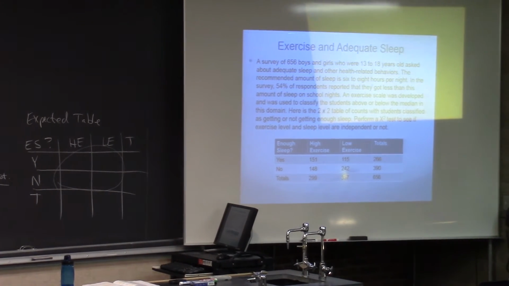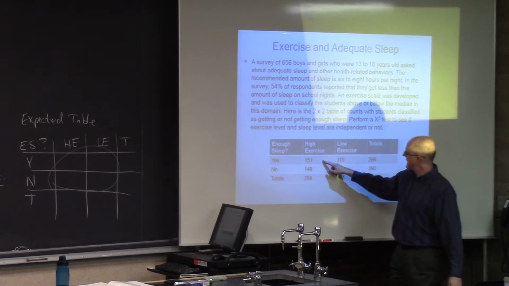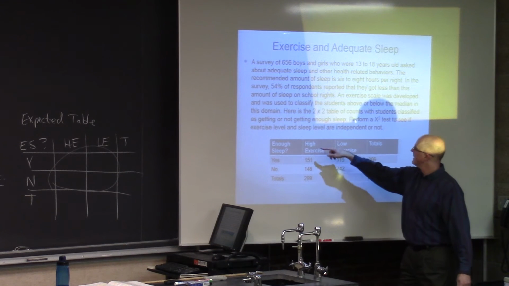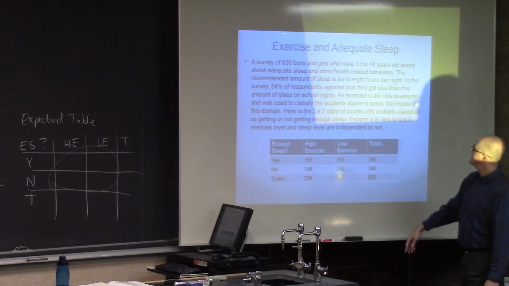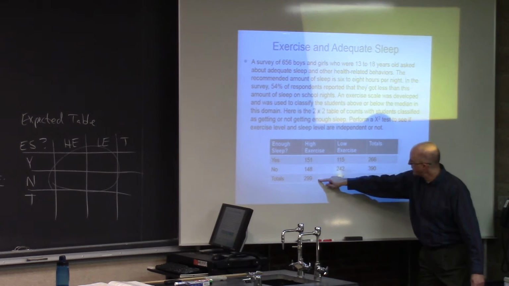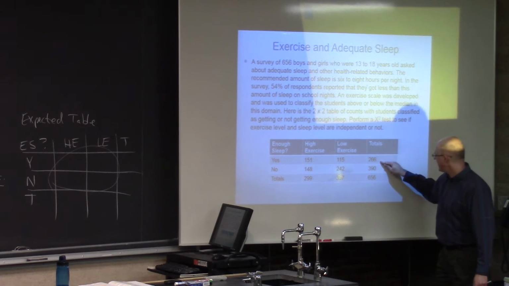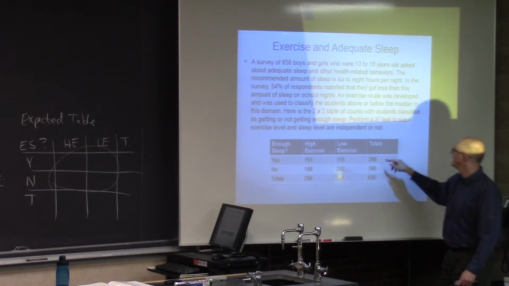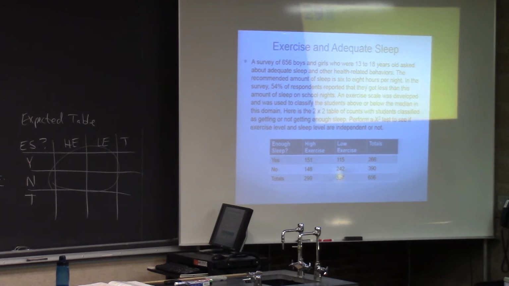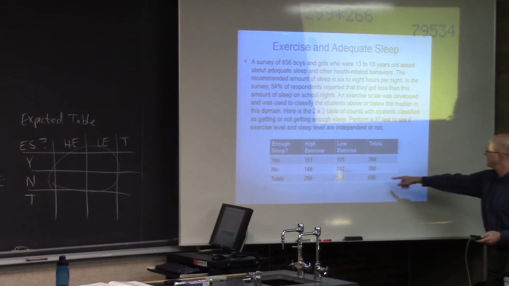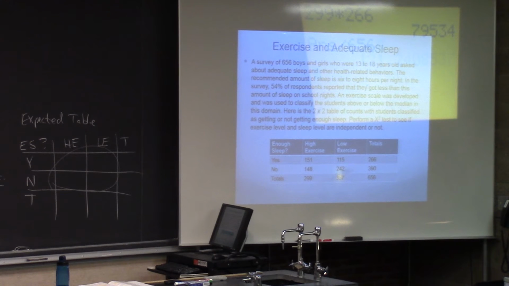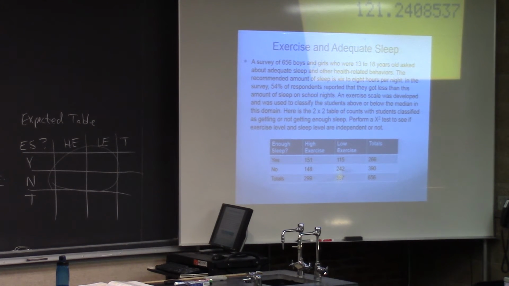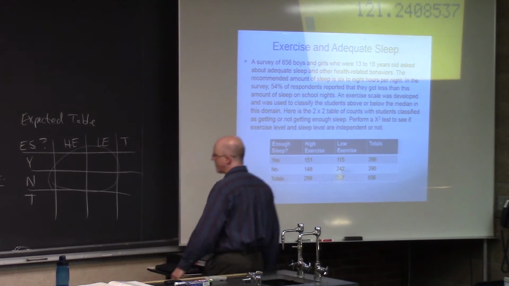Okay, so for example, for the people in the high exercise category who say they get enough sleep, first row, first column, take the row total for that row, and the column total for that column, multiply them, 299 times 266, and then divide by n, 656. Carry more decimal places than I did in the other slide. Let's go ahead and write all those in there.